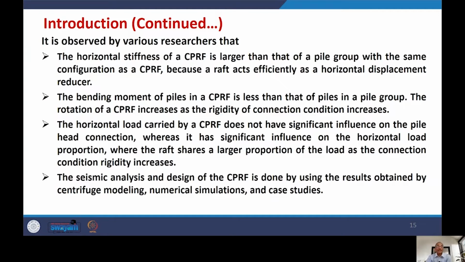The horizontal load carried by a CPRF doesn't have significant influence on the pile head connection, whereas it has significant influence on the horizontal load proportion. The raft shares a large proportion of the load as the connection rigidity increases. So if the connection is more rigid, then more load is shared by the raft. The seismic analysis and design of this CPRF is done by using the results obtained by centrifuge modeling, numerical simulations, and case studies.